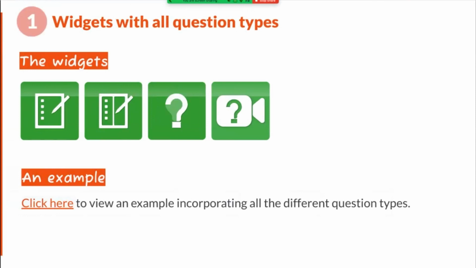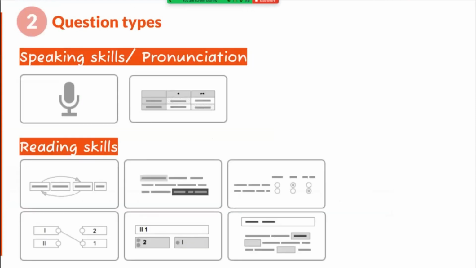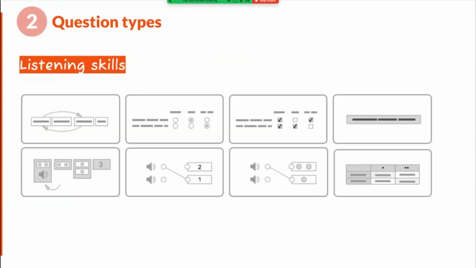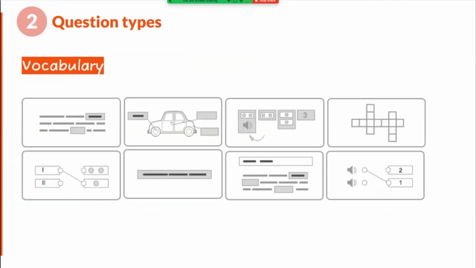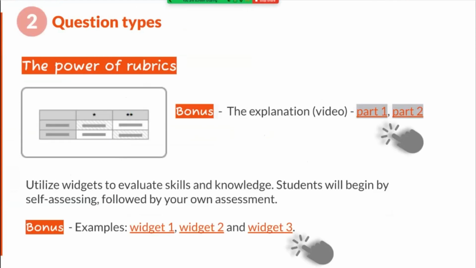All right. And then I have, again, just to review real fast, the different types of questions. When you're thinking about skills and supporting them, so using various question types to support speaking skills, reading skills, listening skills, writing and spelling, grammar, vocabulary, and then that rubric question type is great for that reflection piece.